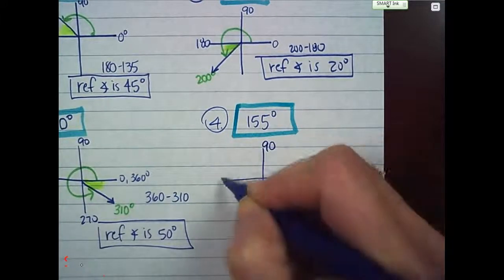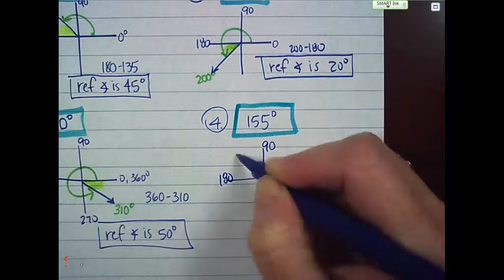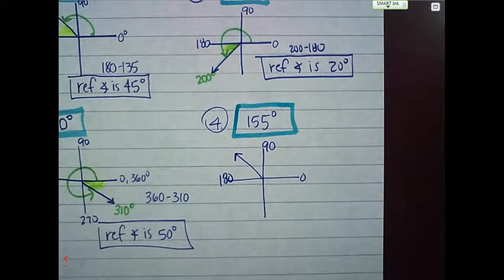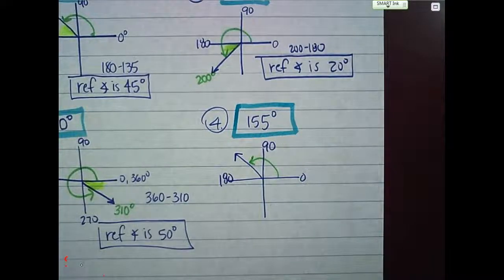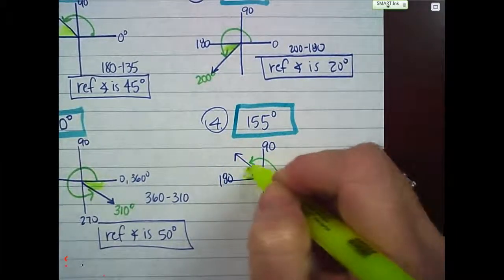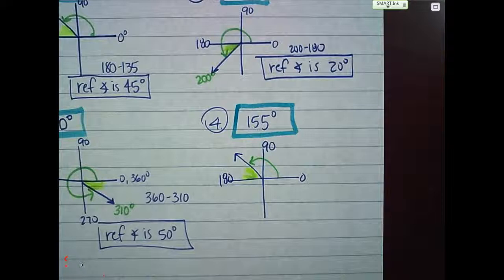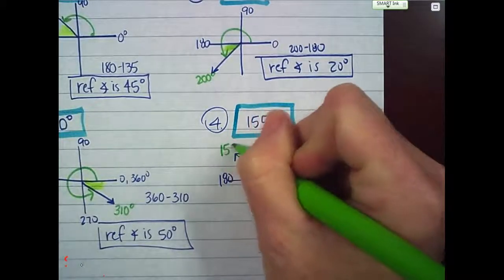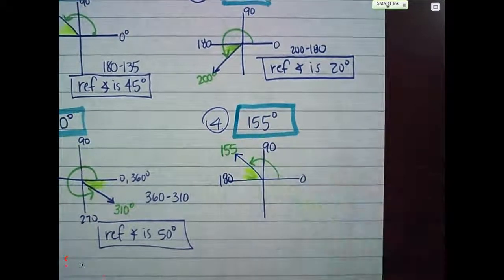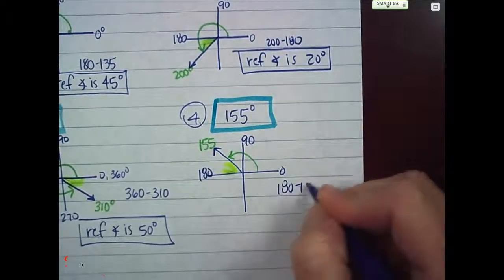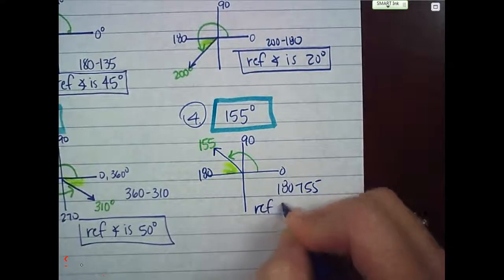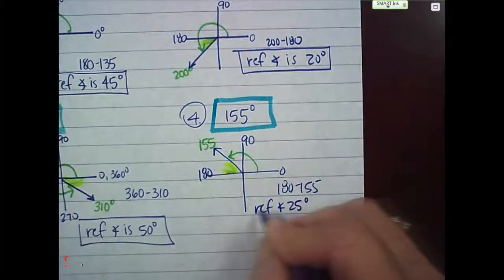Zero, 90, and 180. 155 falls in quadrant 2. The reference angle has to be acute and touch the x-axis. So this is my reference angle. I traveled to 155, so from 155 to 180 is how much you need. Right, so 180 minus 155, your reference angle is 25 degrees.